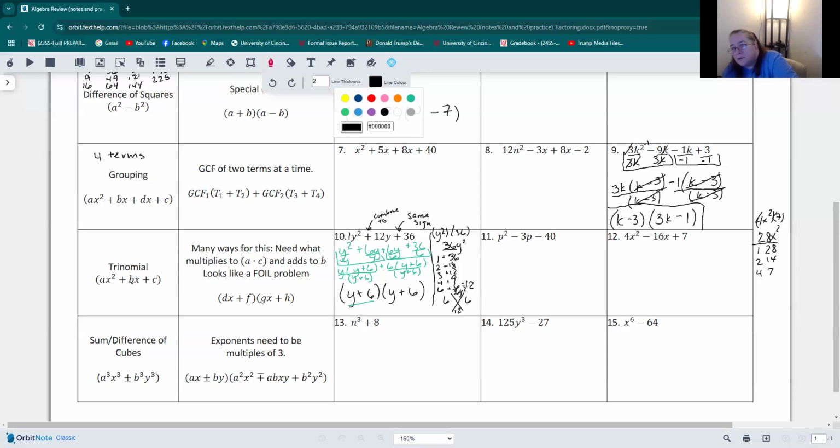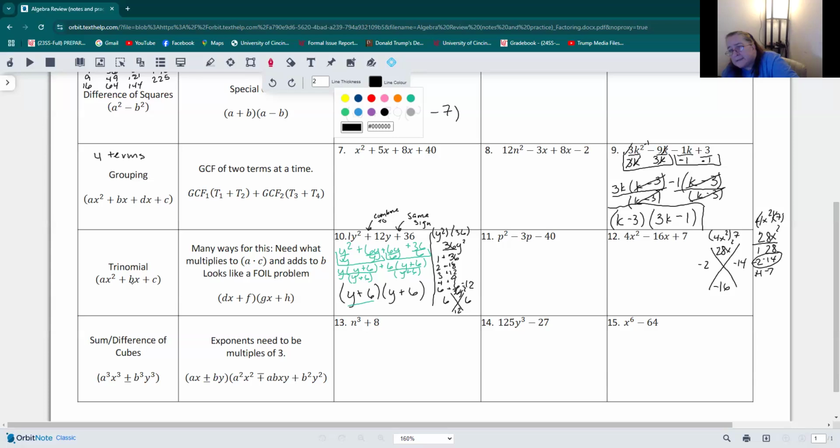I could rewrite it, but I'm going to do a little bit more with the x box. So we have 4x squared times 7 gets me 28x squared. And I need them to add to a negative 16. If I'm thinking about this, a negative 4 and a negative 7 does not equal negative 16, so that's the wrong choice. I need a negative 2 and a negative 14.